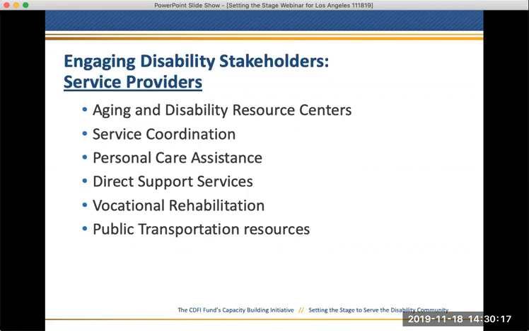Vocational rehabilitation is a state entity, but it also contracts with other vendors that provide job development, job training, and job coaching. And then public transportation is a huge factor for people with disabilities, and there are different types of funding categories that pay for different types of public transportation, in addition to your typical train, bus, or rail system. So there are special alternative forms of accessible transportation as well for people with disabilities. So these are really important stakeholders and service providers.